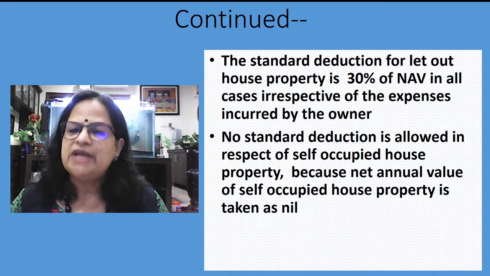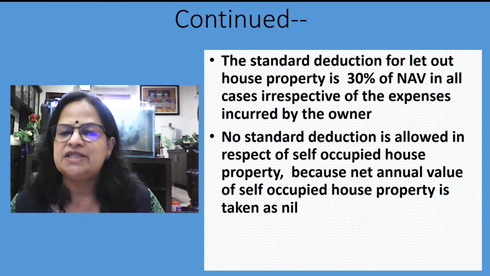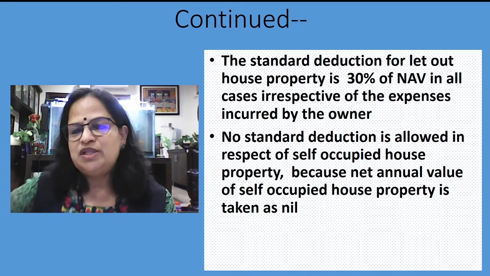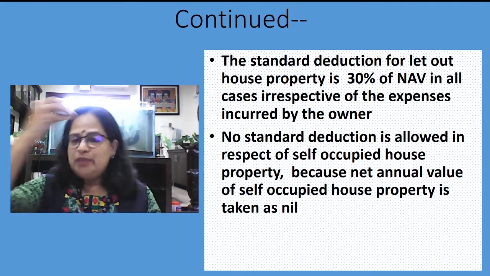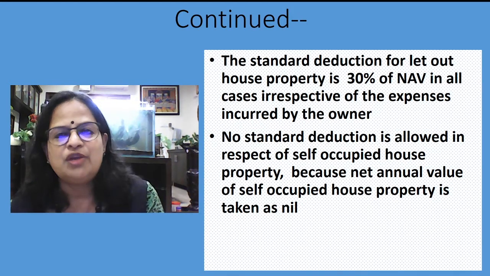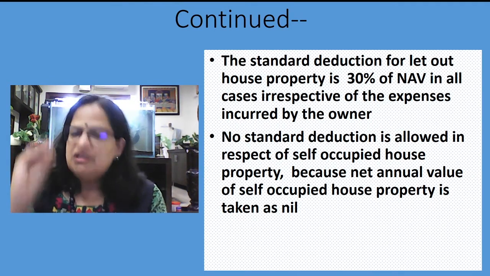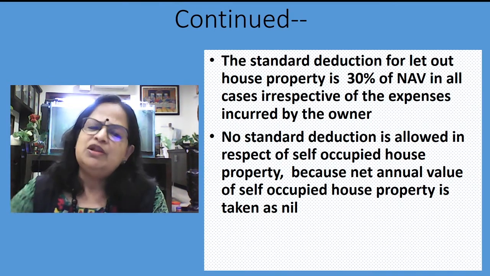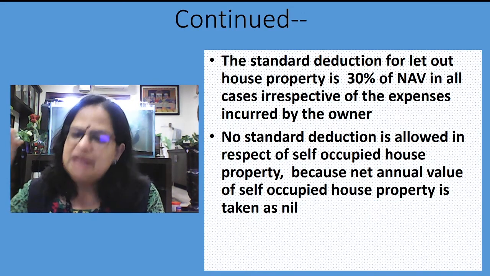Now, no standard deduction is allowed in respect of self-occupied house property because the net annual value of self-occupied house property is taken as nil. So again and again I am explaining this point because already in the chart I have explained. Again and again to make this point very clear. Standard deduction of 30% is not allowed for self-occupied house property, but it is allowed for let out house property. For self-occupied house property, the maximum concession they are giving is that the net annual value is taken as nil, zero value.